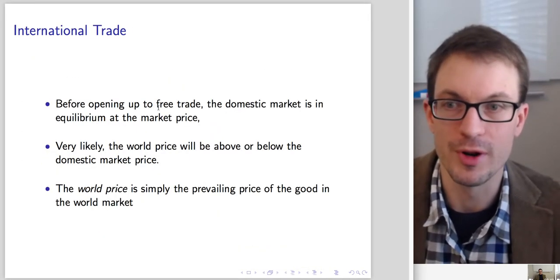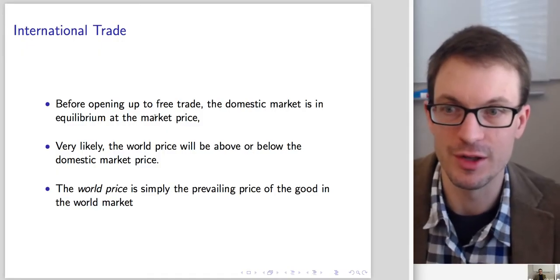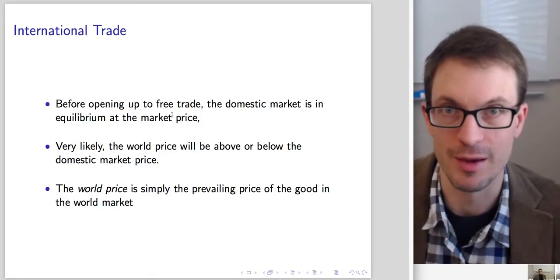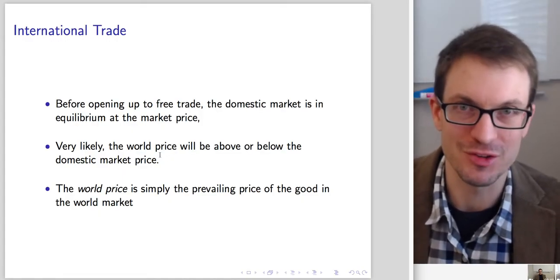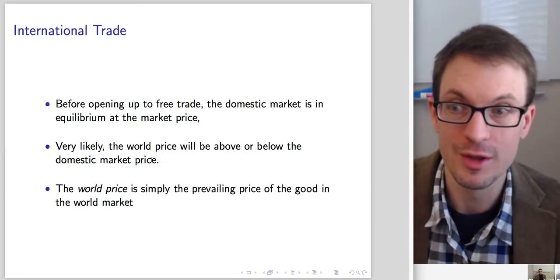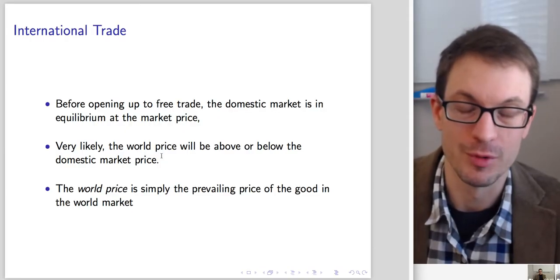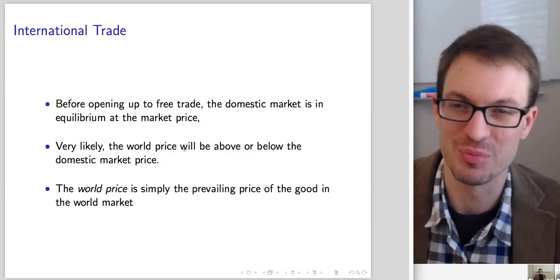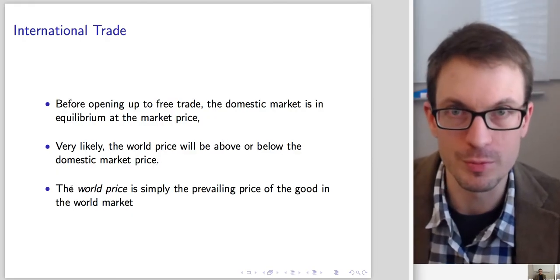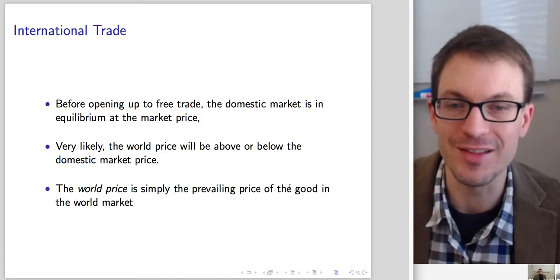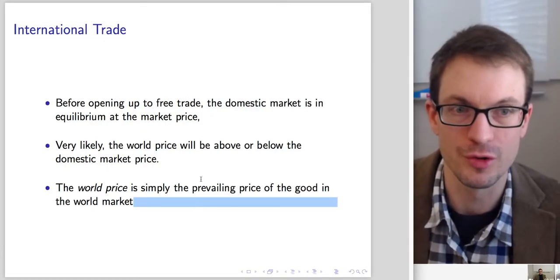So before opening up to free trade, the domestic market is in equilibrium at whatever that market price is. And very likely, that domestic price is either above or below the world price. What's the world price? Well, the world price is the prevailing price of the good in the rest of the world, in the world market.